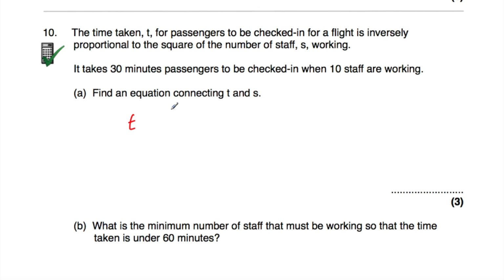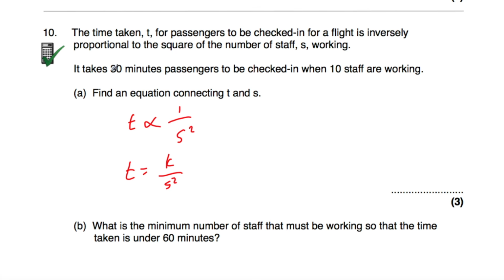So the time taken is inversely proportional to, so let's put the proportionality symbol down, and it says inversely, so 1 over, and then it says the square of the number of staff working, which is s, so s squared. So we've got that t, the time taken, is inversely proportional to s squared. Now let's get rid of the proportionality symbol. So t is equal to, and we're just going to put the k on the numerator here, k over s squared. And if we work out what k is, then that would be our equation.